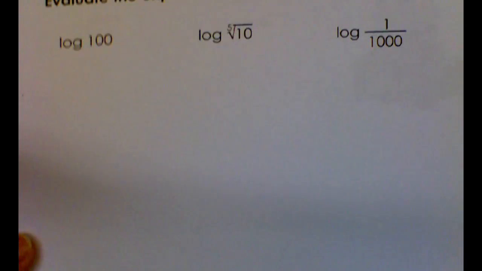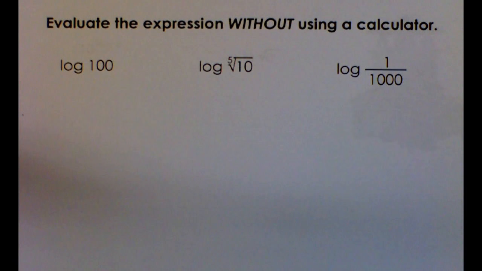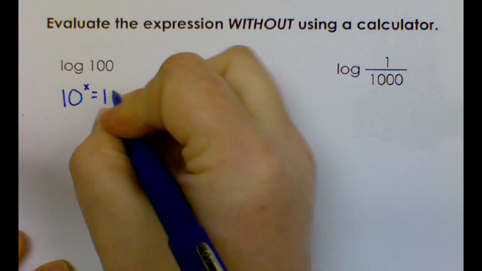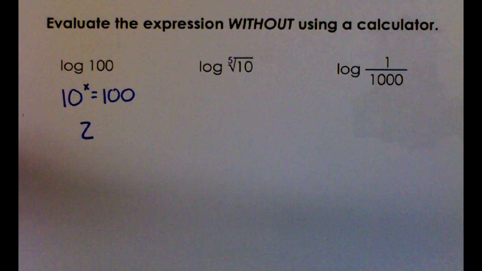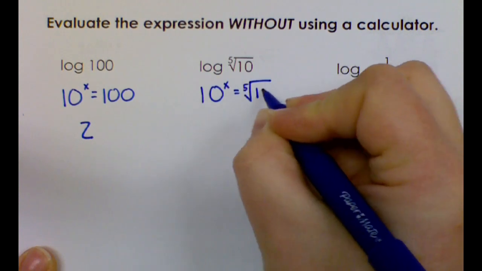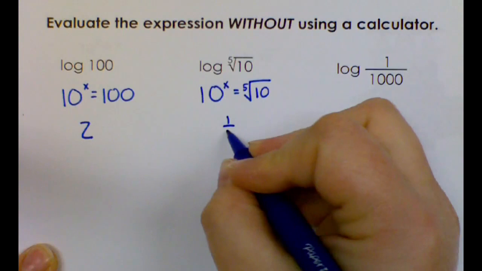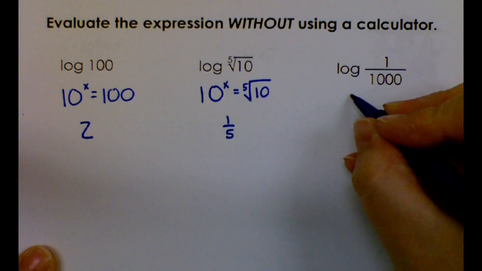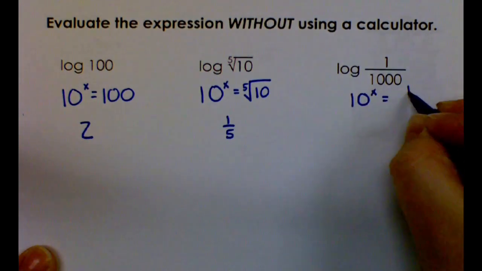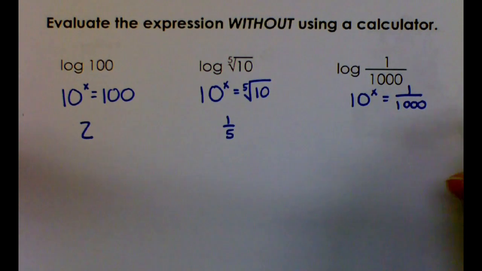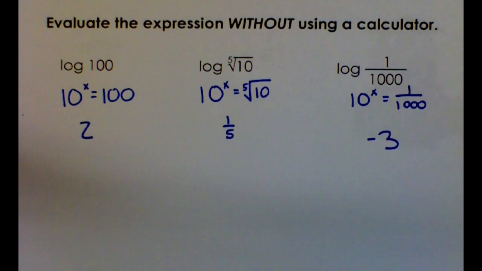So let's do these few without a calculator. Log of 100. Remember, that's a log base 10. So we're saying 10 to what power gives you 100? Well, that's the second power. There we go. Log of the 5th root of 10. So we're really saying 10 to what power gives me the 5th root of 10? Well, a 5th root is a 1/5 power, so our answer is 1/5. And log of 1/1000th, that's 10 to what power would give me 1/1000th? Well, 10 to the 3rd power gives me 1,000. So to make it a fraction, it's negative 3 as our final answer.